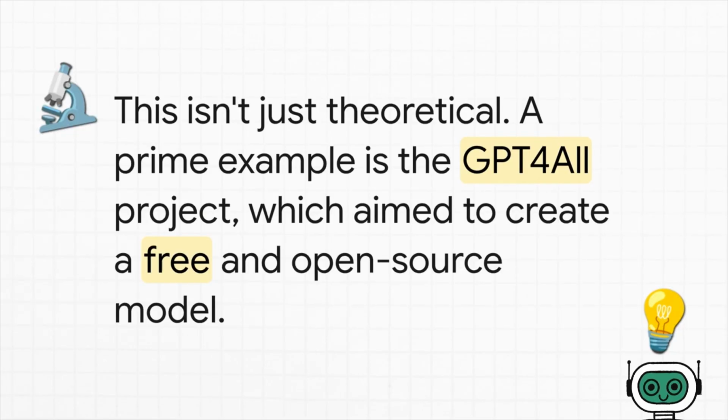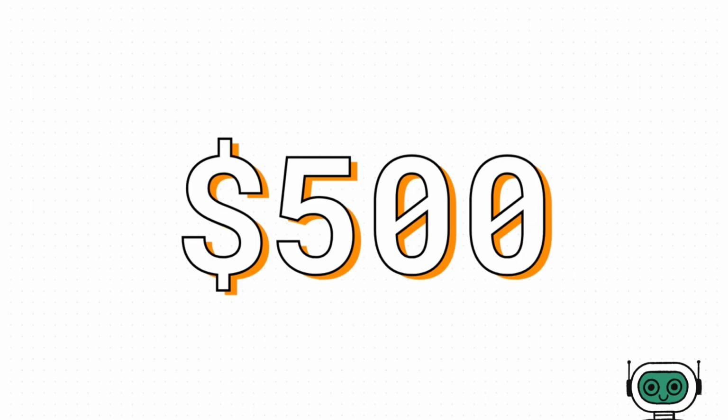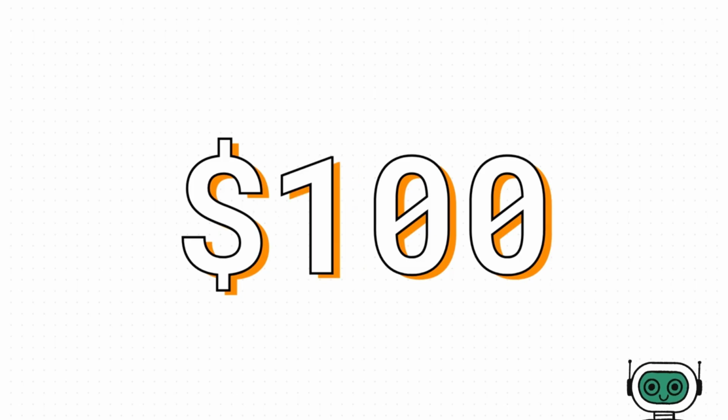And look, this is not just some theoretical idea. This has happened in the real world. A perfect example of this is the GPT4All project. So the team behind GPT4All wanted to build their own open-source AI assistant. To get the data, they simply queried OpenAI's GPT-3.5 Turbo API over and over again until they had 1 million prompt and response pairs. And the total API bill for collecting all that data? Just $500.